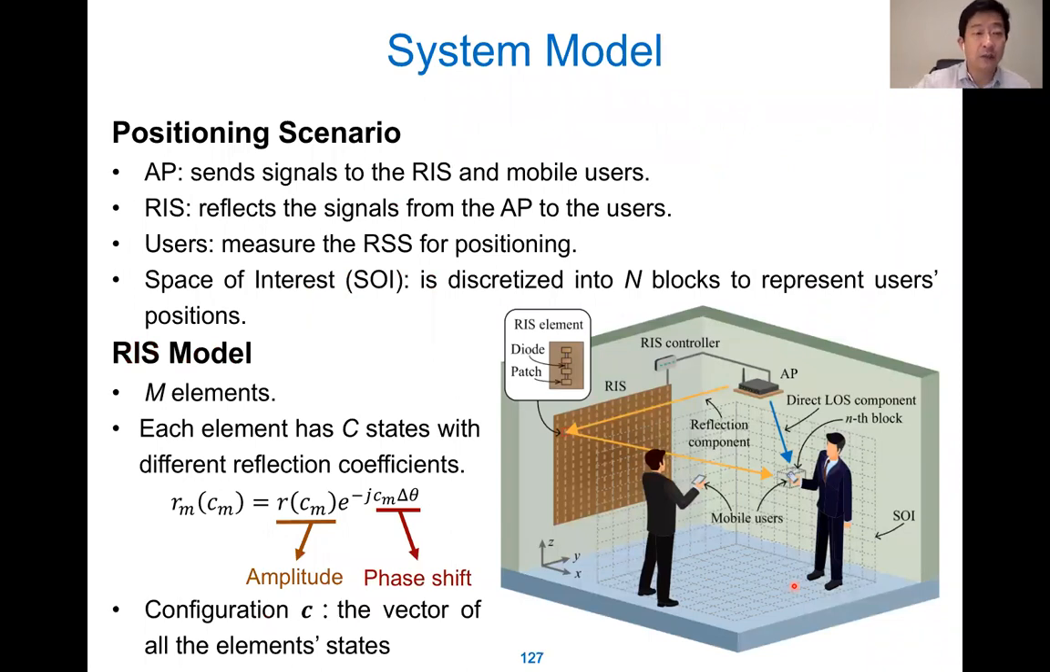And then we have the access point sending a signal to the RIS and mobile user. And we have the RIS, and the user measures this RSS for positioning. And we have the space of interest, discretized into N blocks. And for the RIS, we can track multiple users. We have M elements, and each element has a different reflection coefficient. So by controlling this phase, how could we clean up the RSS environment inside the room?